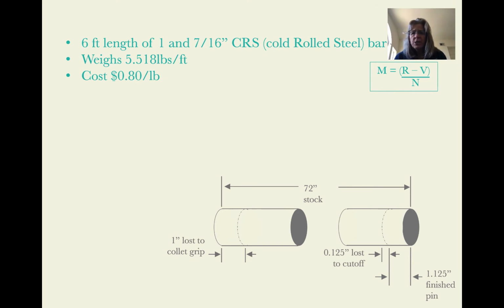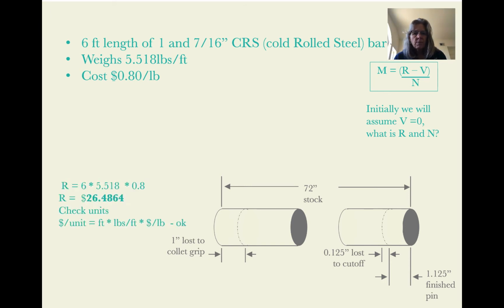So when we look at the equation, we want to know R minus V over N. I'm going to start with the simplest version where we don't get any revenue from recycling, or V is equal to 0. But we still need to calculate the cost of the raw material associated with this bar stock, and how many good parts we get out of it. So the cost of raw material is just a unit analysis. It's 6 feet times 5.51 pounds per foot times 80 cents per pound. And that means that total 6-foot length of bar stock costs $26.48.